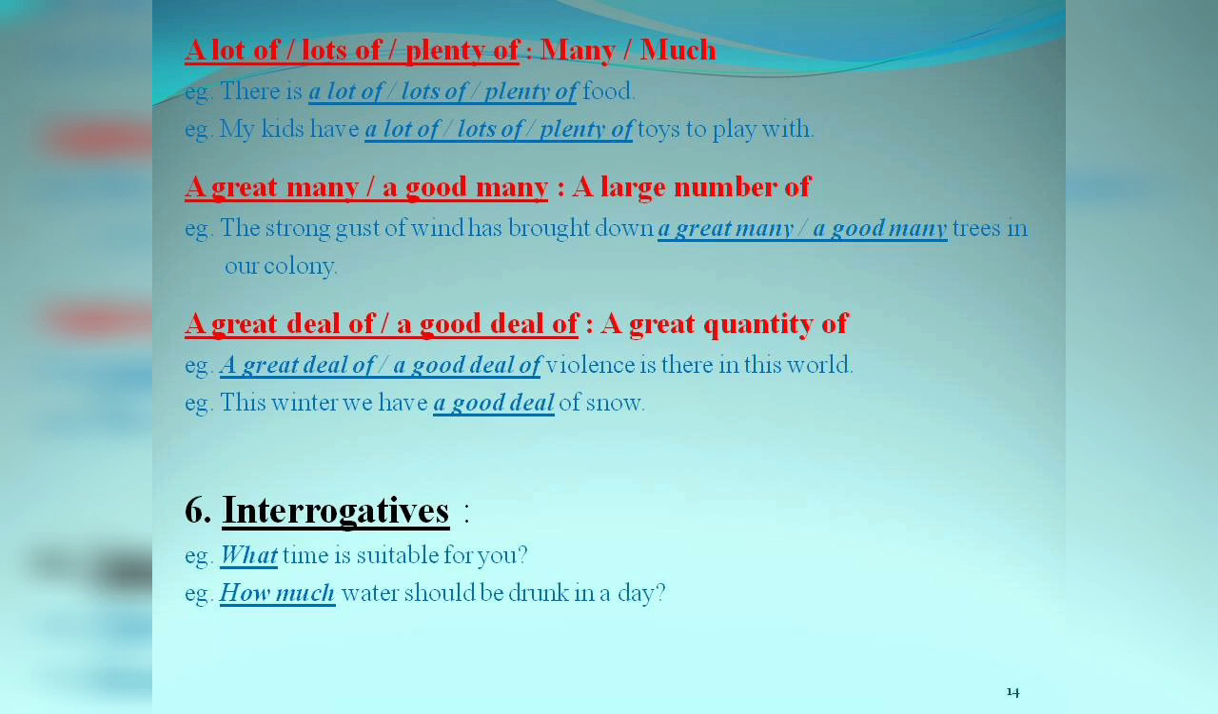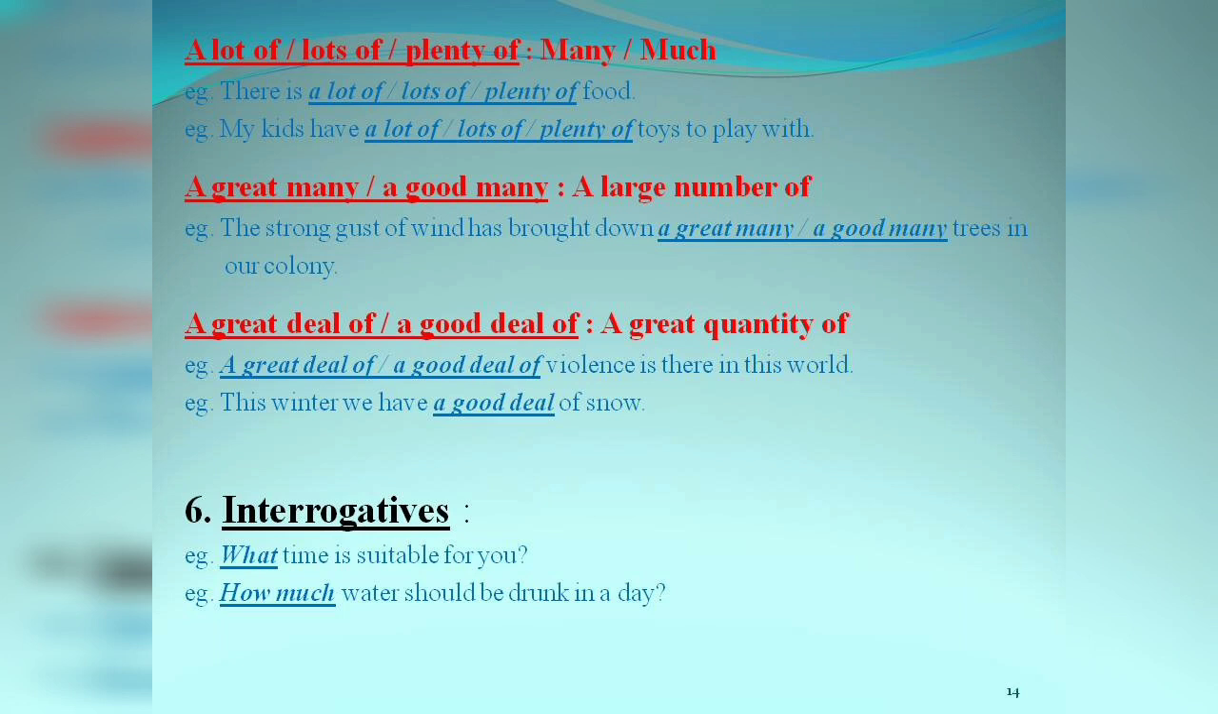Next is a great many, a good many, and both of these determiners or phrases mean the same, a large number of. They can be used in the sense of many. The strong gust of wind has brought down a great many or a good many trees in our colony. Here it means many trees in our colony.